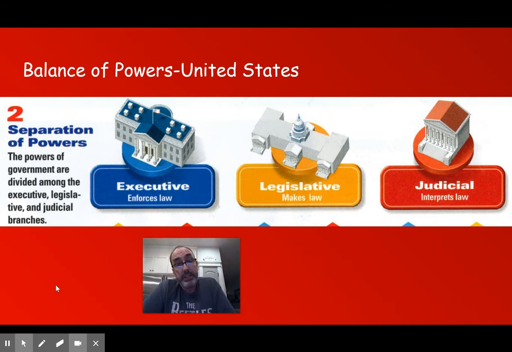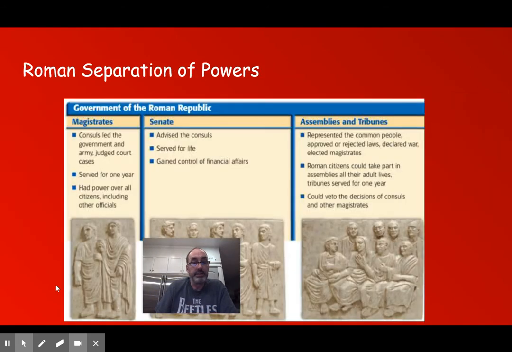The executive branch is pretty much the consuls, and the magistrates are the judicial system. Although I'd say that Rome only had two branches. It was really the executive and the legislative. The judicial was kind of wrapped up in with the executive. Okay, we'll talk about that in a second.